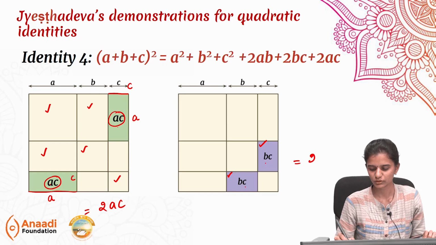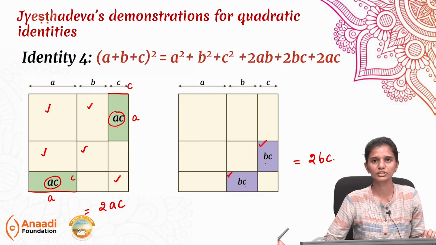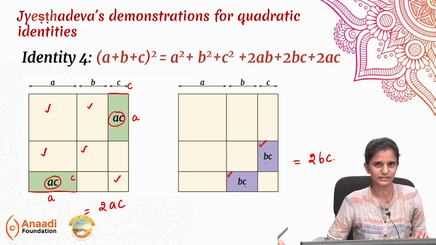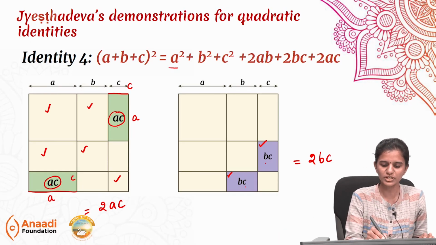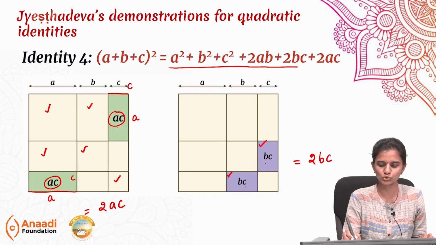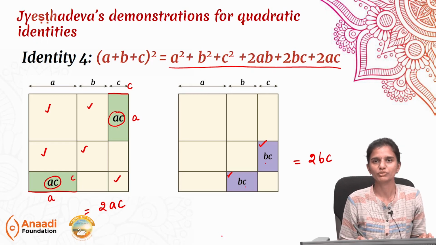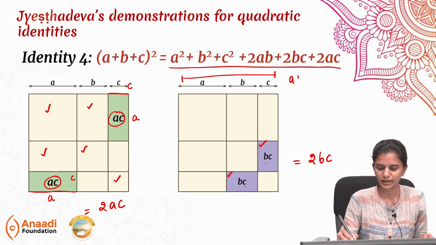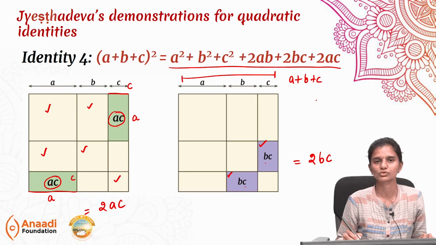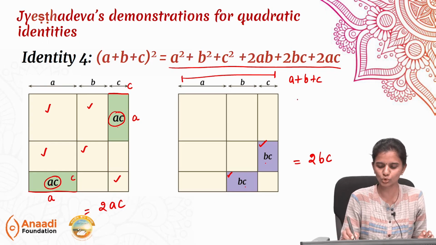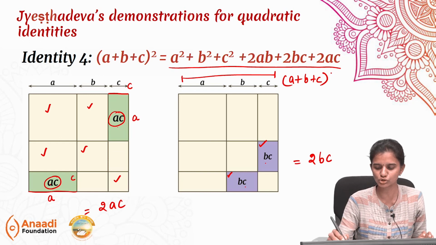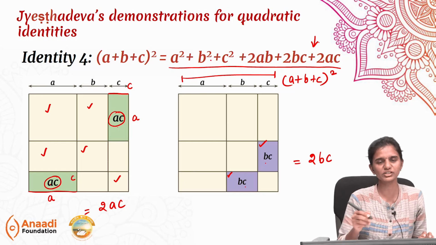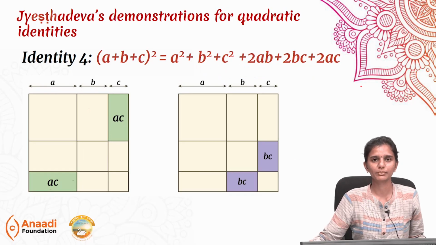So, we get 2BC. Now, when we add the area of all the squares and rectangles, we get A square plus B square plus C square plus 2AB plus 2BC plus 2AC. We know that this whole side length is A plus B plus C. So, the area of this big square would be A plus B plus C the whole square. Hence, we have got the geometric demonstration for this equation. Let us look at this demonstration once again.